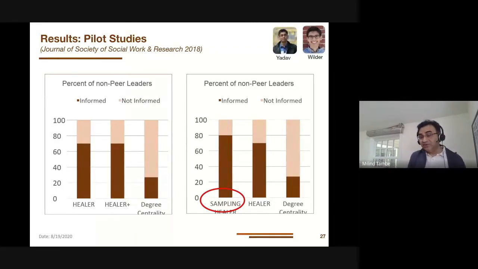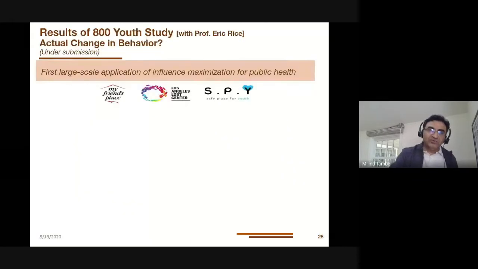So that's the algorithm we decided to deploy in our large-scale study. Now, our social work colleagues are interested in actual behavior change. They're not interested just in terms of who got informed. So we did a study of 800 homeless youth. This is a study that was just completed.